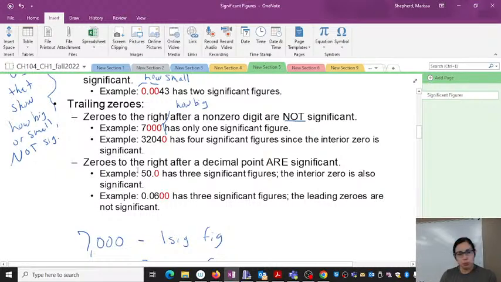And then we have this last rule. So zeros to the right after a decimal point are significant. I call them unnecessary zeros, right? If you're bothering to add these zeros to the end, then you're showing, yes, we measured accurately out to the 10th place, out to the thousandth or the millionth place. So in this example, if we look at 0.0600, this 0 is not significant because it's showing how small, but then these 3 are. So now we have 3 sig figs.